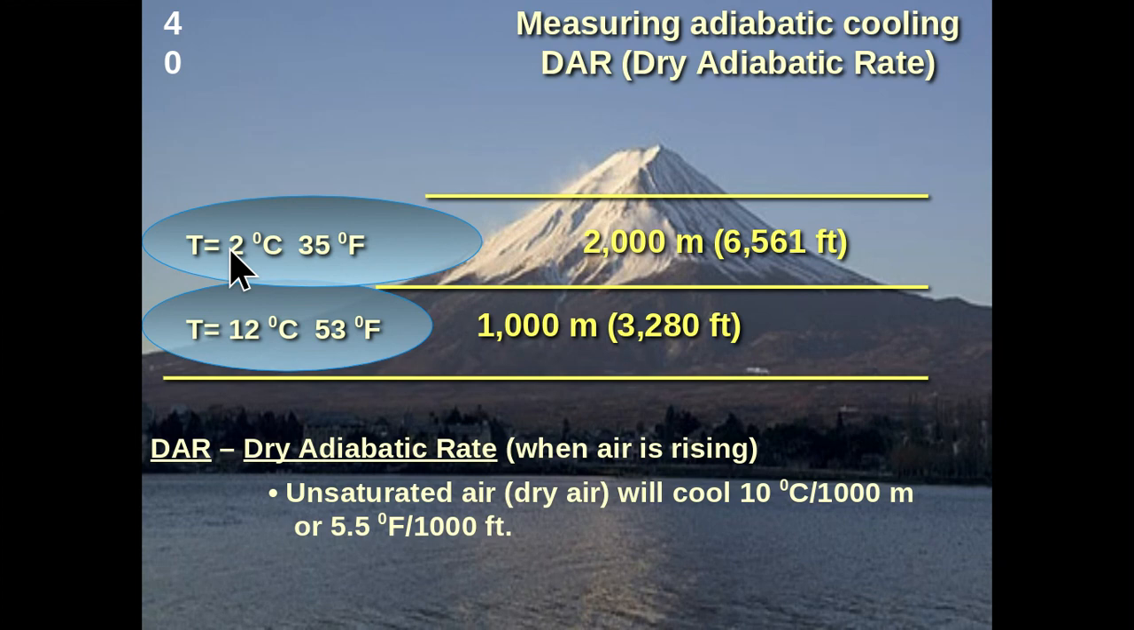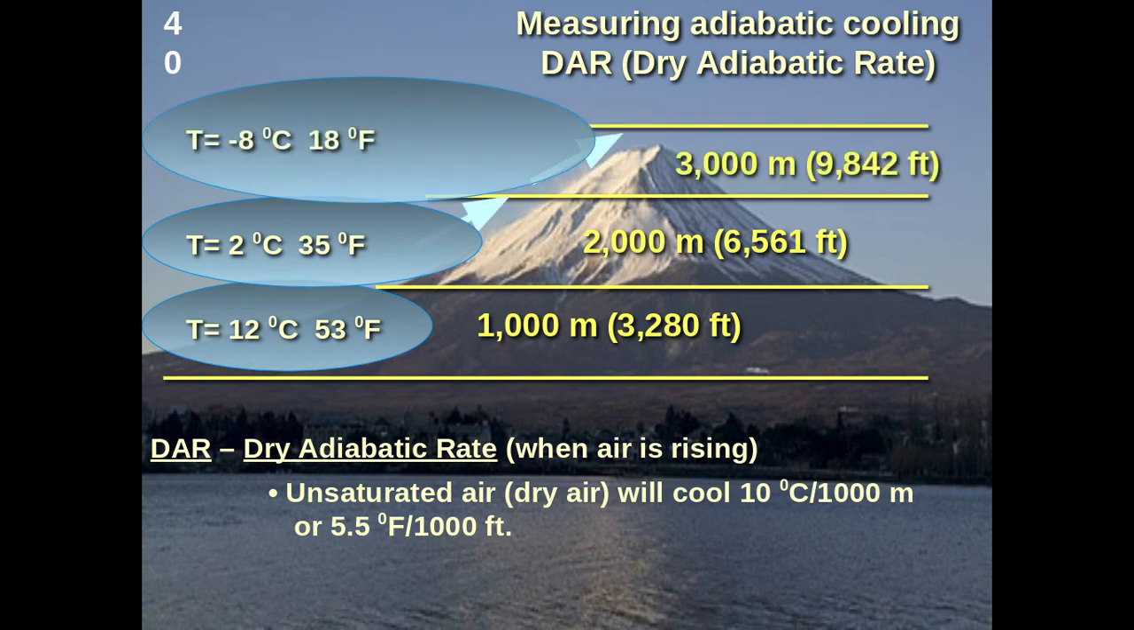Now let's allow the same air to rise another 1,000 meters to the 3,000 meter part of the mountain, the very top of the mountain in this case. And again, under dry adiabatic conditions, using 10 degrees per every 1,000 meters, what would be my new temperature at the 3,000 meter mark? So in this case, you're going to go 2 minus 10 degrees, and you should come up with a minus 8 degree centigrade.